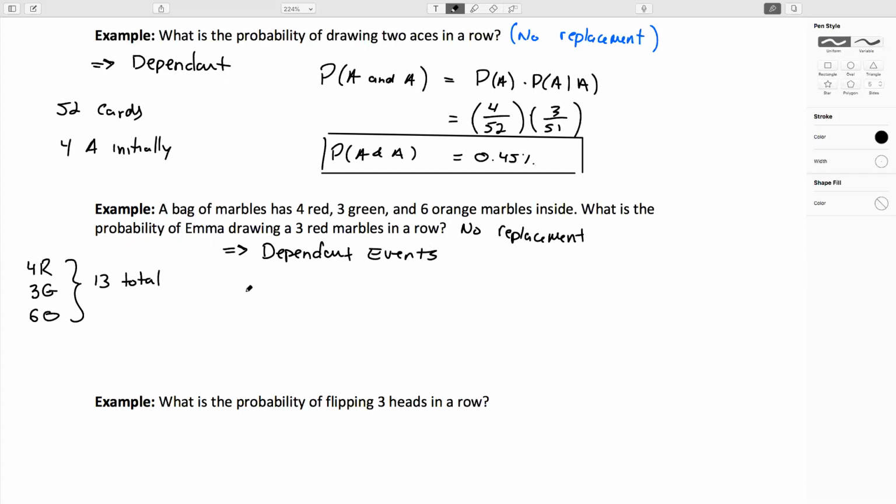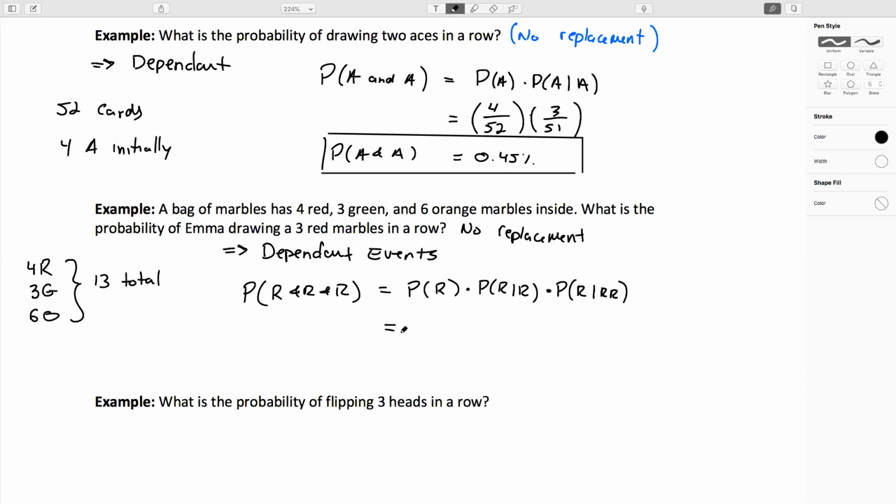So if they're dependent events, the probability of red and red and red is going to equal the probability of red times the probability of red given red. And then the last one is going to be the probability of red given 2 reds previously. So I guess I could call it probability of red given red, red. The notation doesn't really matter. What matters is what you actually put in for a fraction to replace this.